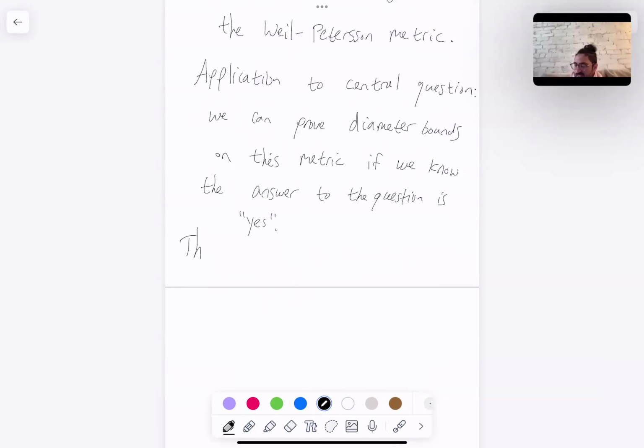And so finally, after 90 minutes, I'll just state our theorem. This is again joint with Tarik Ahmed and Matt Clay. And the theorem is that the answer is yes.